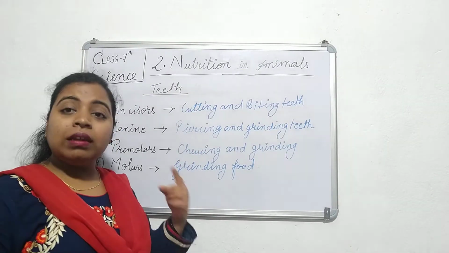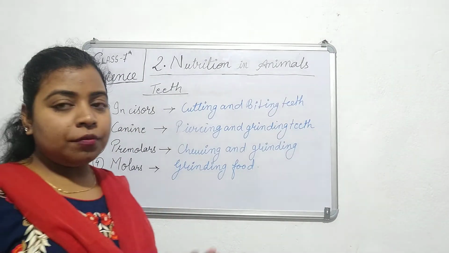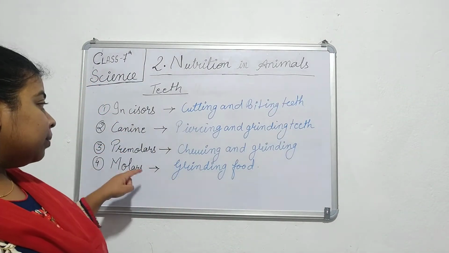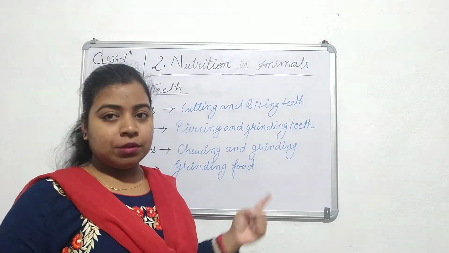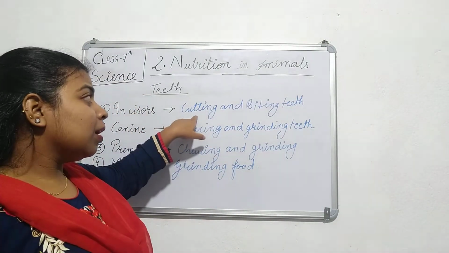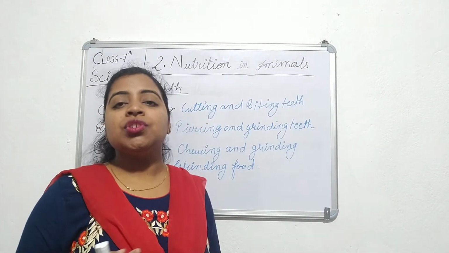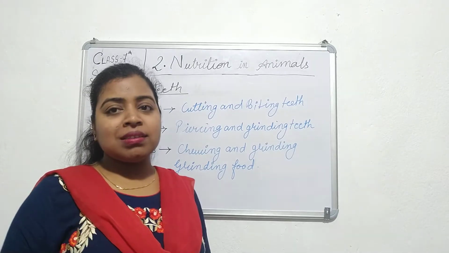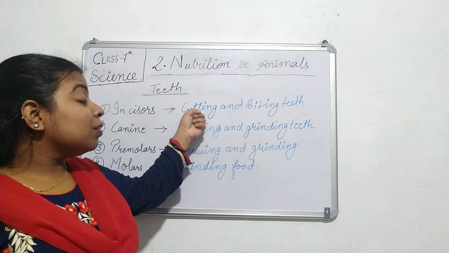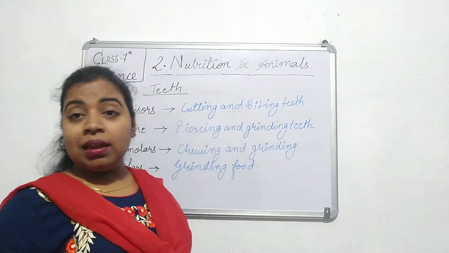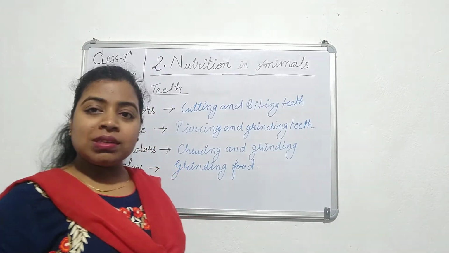The next thing in our mouth is teeth. Basically there are 4 types of teeth: incisors, canines, premolars and molars. What are the functions of these 4 types of teeth? See here, incisors are cutting and biting teeth. The frontmost teeth are known as incisors, and they help in cutting and biting the food.